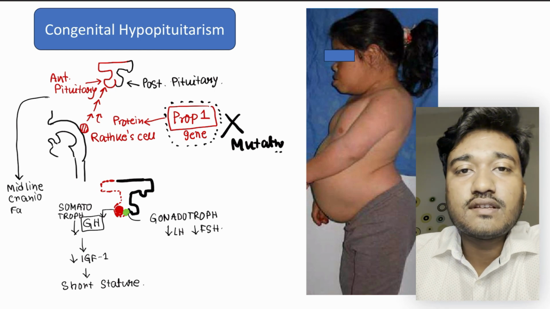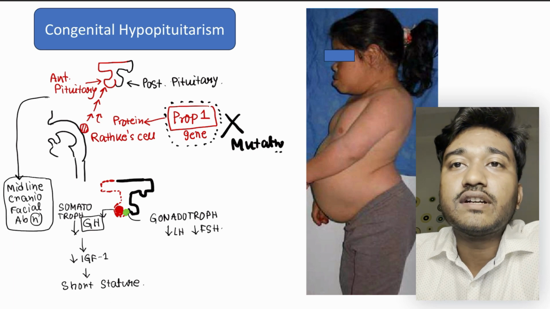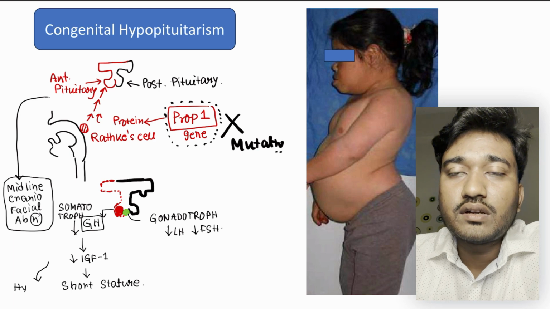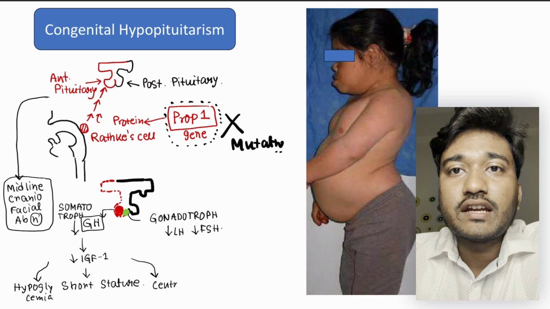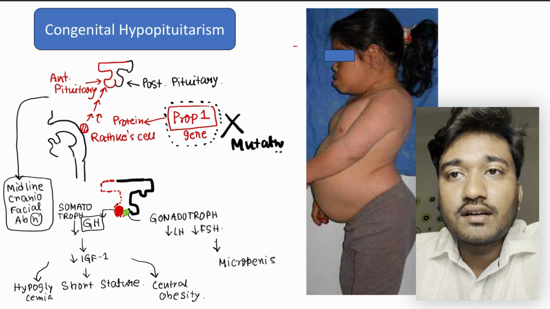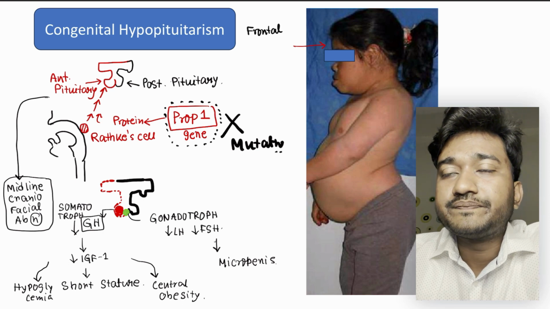As well, you can see in these patients there are midline craniofacial abnormalities, because we were discussing that the Rathke's cells eventually go upward from the posterior pharynx. If they cannot go, there will be some midline craniofacial abnormalities. And in these patients we also have hypoglycemia, central obesity, and low LH and low FSH, so there is micropenis in these children.